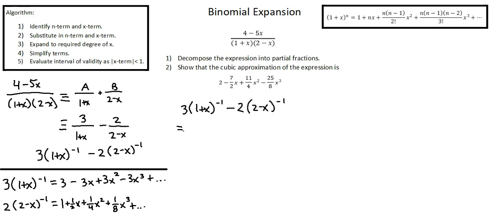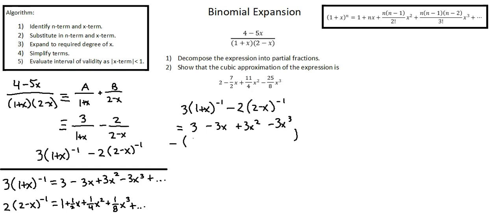And this is equal to, in the lower left-hand corner, we see that we have the first binomial of 3. Our next term is minus 3x. Our next term is plus 3x squared. Our final term is minus 3x cubed. And we're going to subtract the expansion of the second binomial.